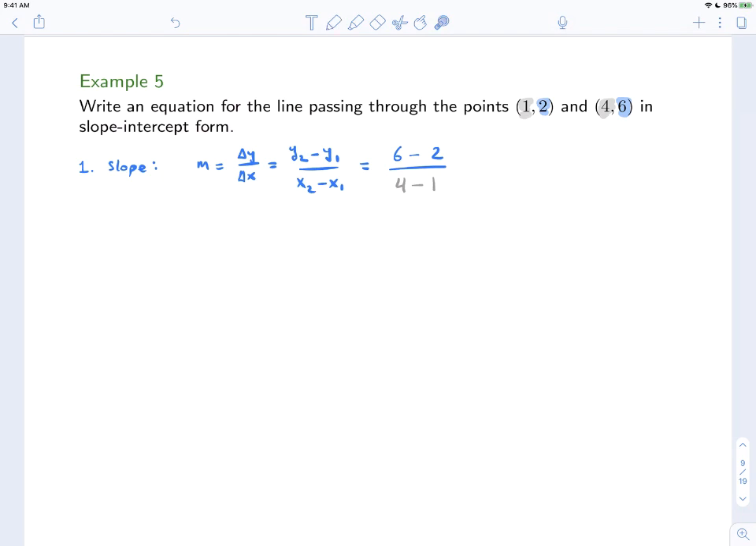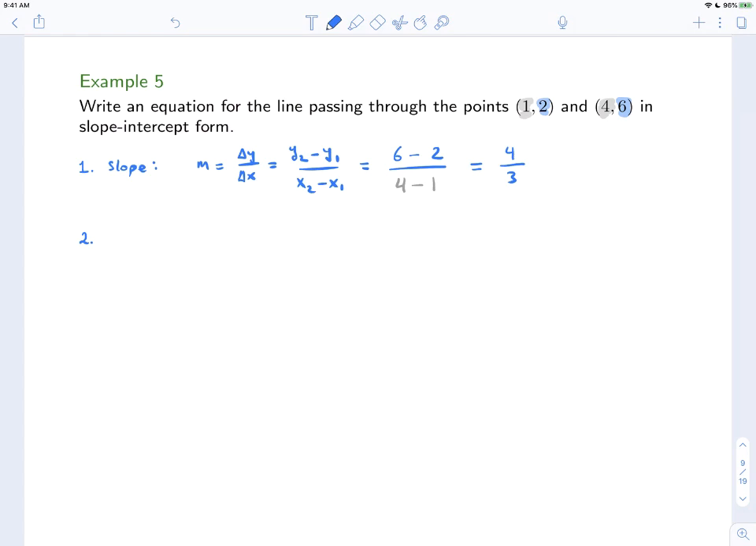All right, so one thing to keep in mind is it doesn't matter which order these points are in, but you have to be consistent. My y's were 6 minus 2. Since I started with the y-coordinate in the second point, I have to start with the x-coordinate in the second point as well. So 4 minus 1. Since I started with the 6 in my difference of the y's, I have to start with the corresponding x, which is 4, in my difference of the x's. Okay, so 6 minus 2 is 4, and 4 minus 1 is 3. So that's my slope.